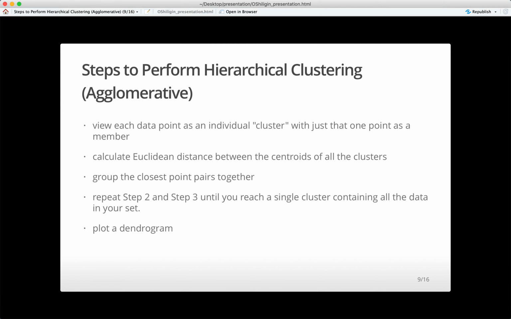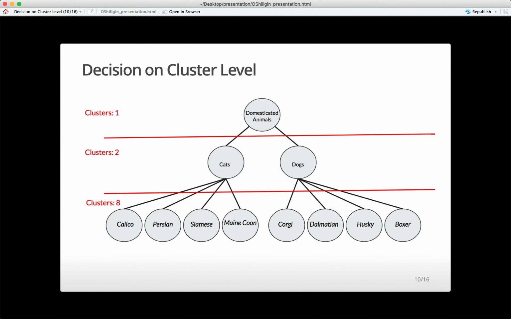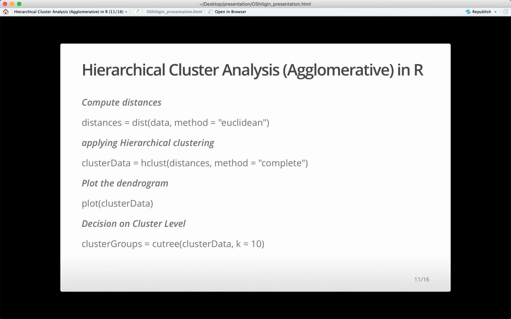Then plot a dendrogram to show how your data has come together in a hierarchical cluster, and decide what level you want to create the clusters at. Now let's look at how to perform hierarchical cluster analysis in R.